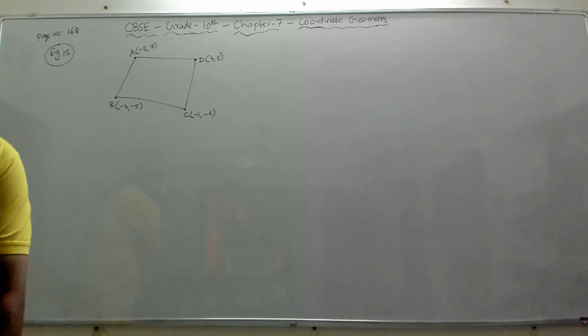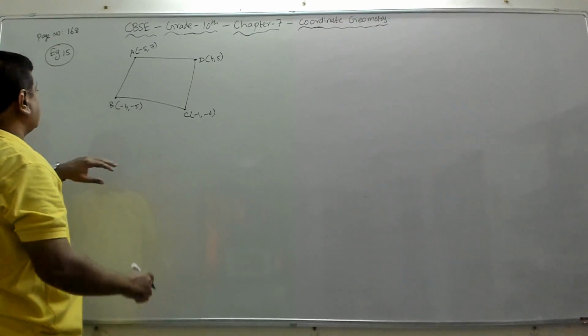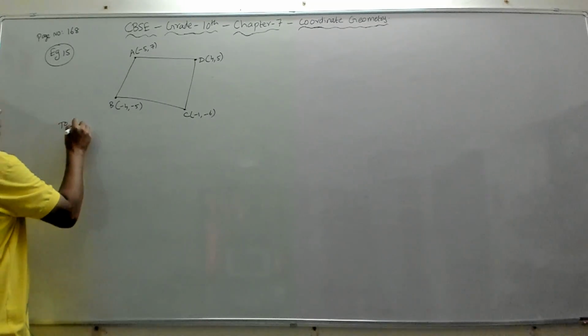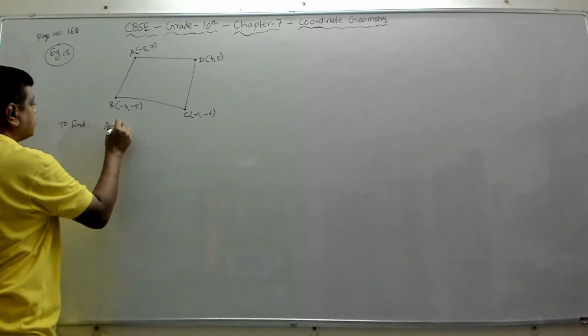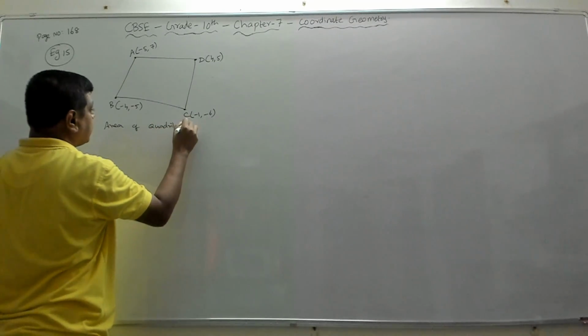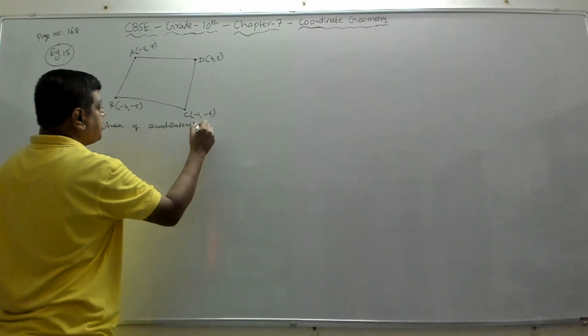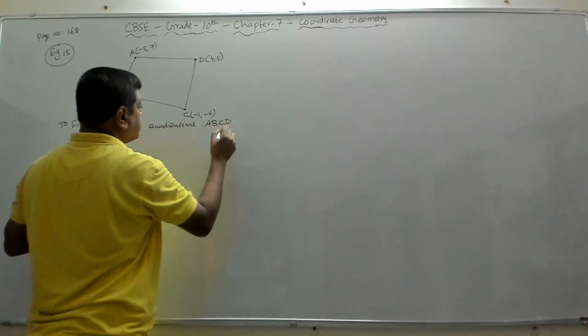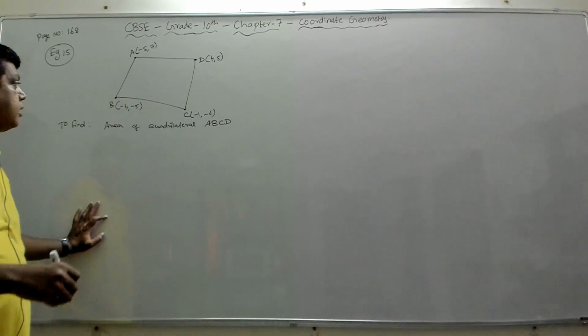We have to find the area of this quadrilateral ABCD. This is given. What we need to find? To find the area of the quadrilateral. What is the area of the quadrilateral ABCD? Find the area of the quadrilateral ABCD.